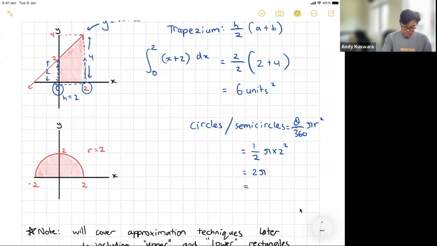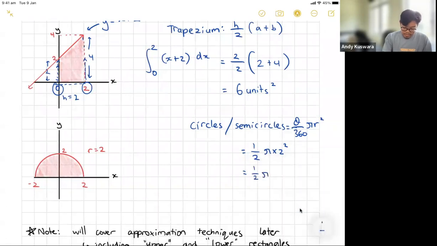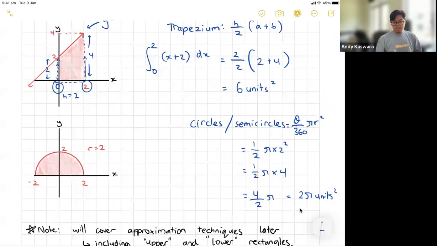You can put that in your calculator, but I'm happy to leave that as 2 pi. In case you're wondering where that 2 pi came from, let me show you so there's no confusion. It's just half pi times 4, because that's 2 squared. 4 on 2 is 2, so that's just 2 pi. Again, units squared, because we're talking about area. So here we're just trying to find the area of the shaded region, and we know how to do all these. It's going back to simple geometry, where you're trying to find the area of different shapes. That's what you'll be doing for this exercise, and that's all you'll need to do.